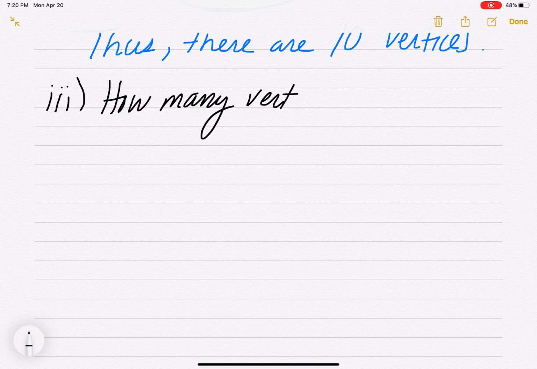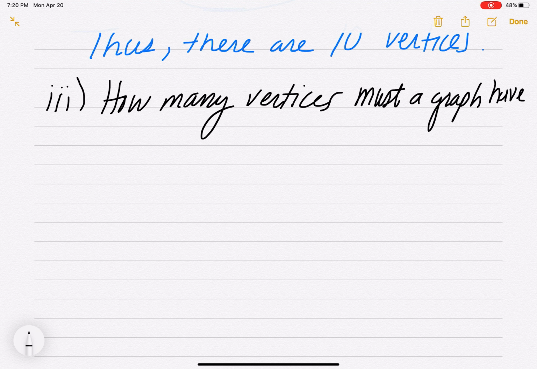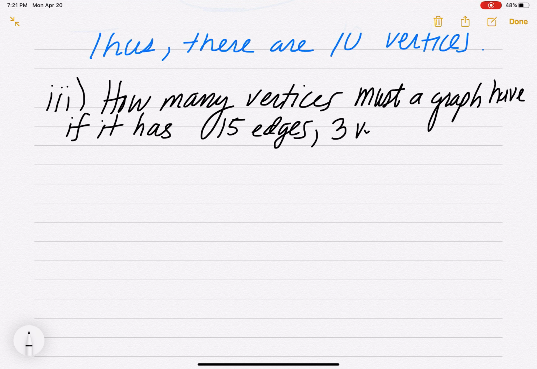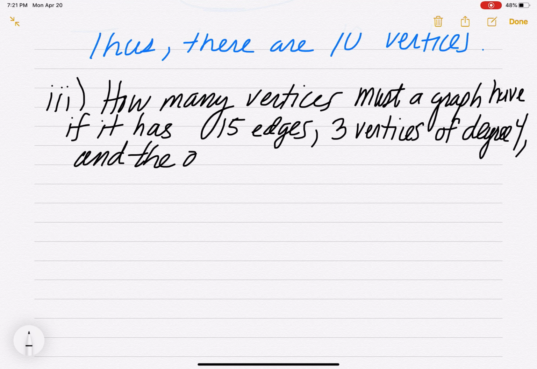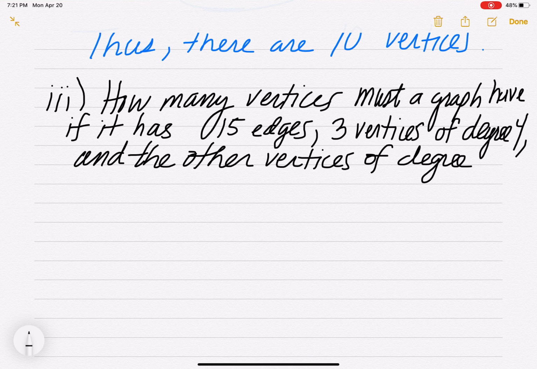How many vertices? So again, asking vertices rather than edges. How many vertices must a graph have if it has 15 edges, 3 vertices of degree 4 (hey, that number 4 is showing up a lot today for degrees), and the other vertices of degree 3? All right, so this one's a little tougher.